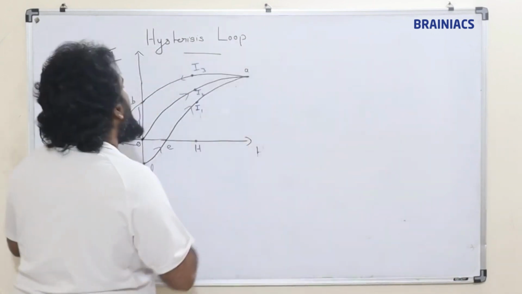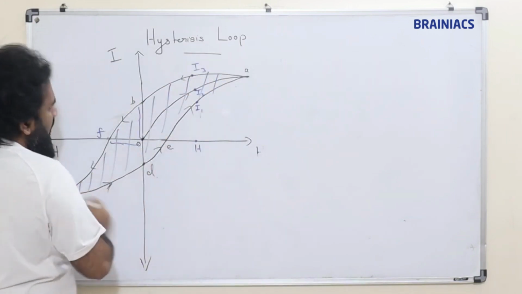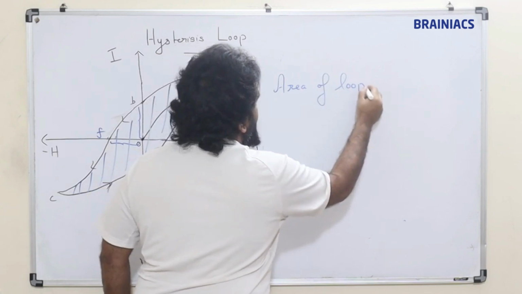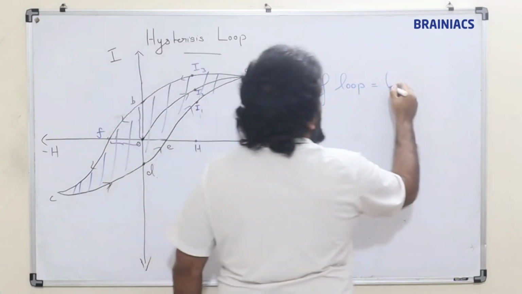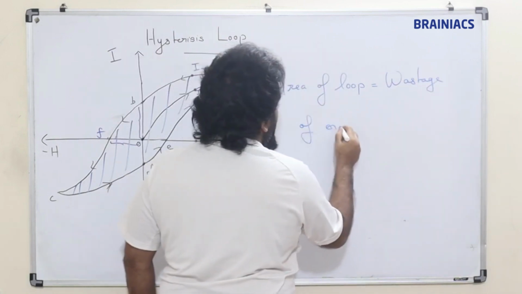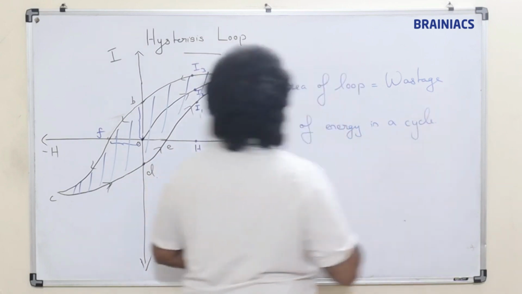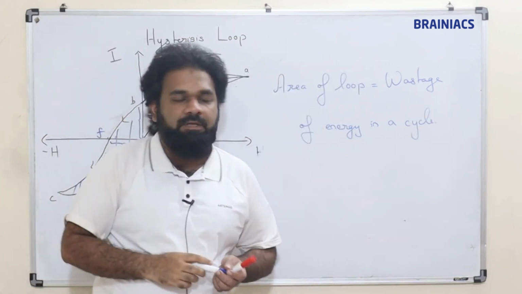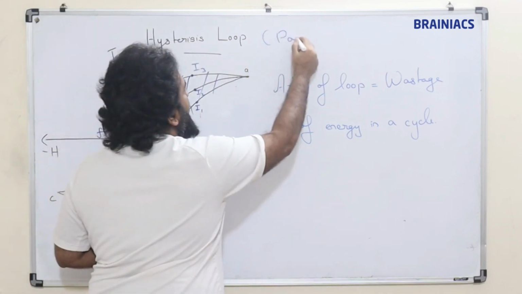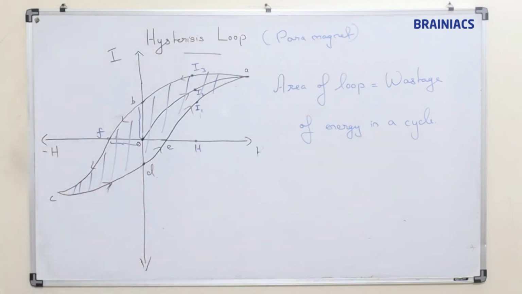And this area of the loop is equal to the wastage of energy in a cycle. Okay, so the area of the loop is nothing but the wastage of energy in a cycle. And this hysteresis loop we study for paramagnet. Okay, we study for paramagnet. Okay, please note it down.